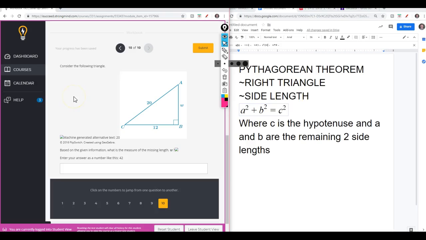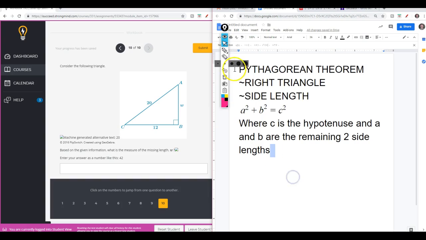Alright, welcome to question 10. Consider the following triangle. Based on the given information, what is the measure of the missing length, W? Alright, notice again that this is a right triangle.